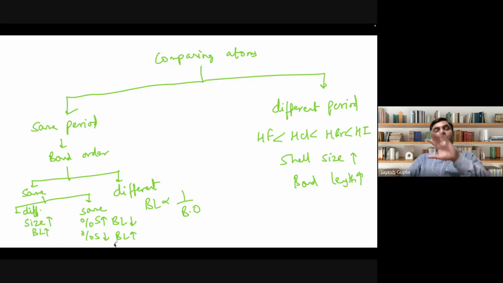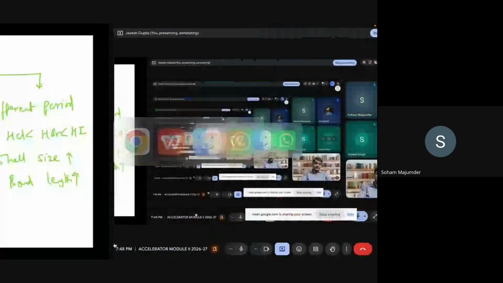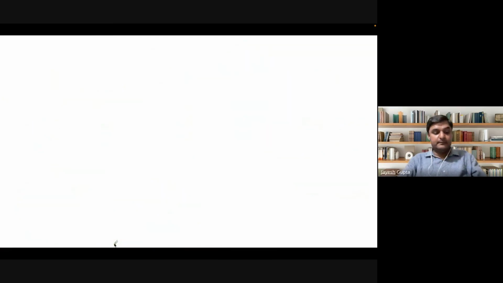So this much work you have to do to see the bond length comparison. Any doubt in this? We'll be solving some questions so that it will be more clear. But first say if you are having any doubt. Okay, so let me take some example, then it will be more clear.